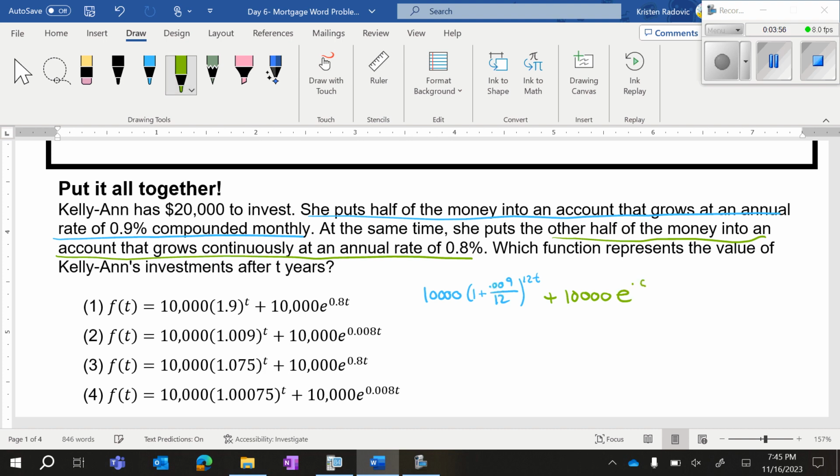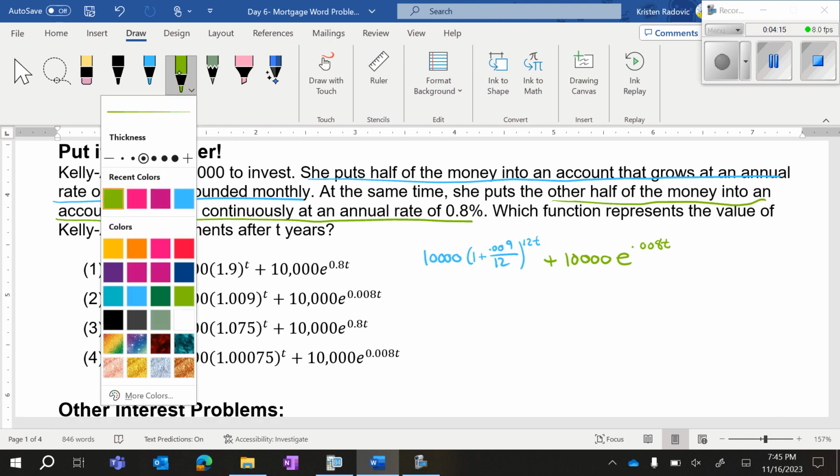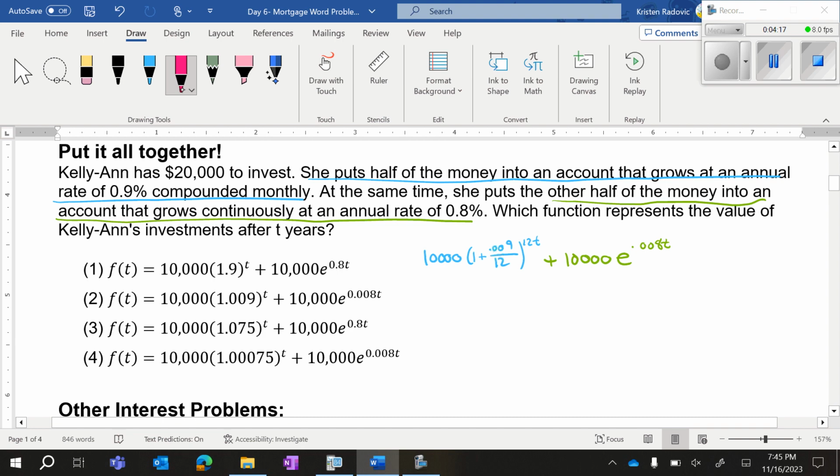All right, so this is her total amount of money, and that's going to be because you add it up. That's usually what total means. Sum it up. You have the compounded monthly part, you have the continuous interest part, and now we are going to see which one of our answer choices is correct. So right off the bat, we could compare the e's. We have 0.008. These have 0.008, whereas the other exponents are incorrect. And now we have to see, is the answer 2 or 4?